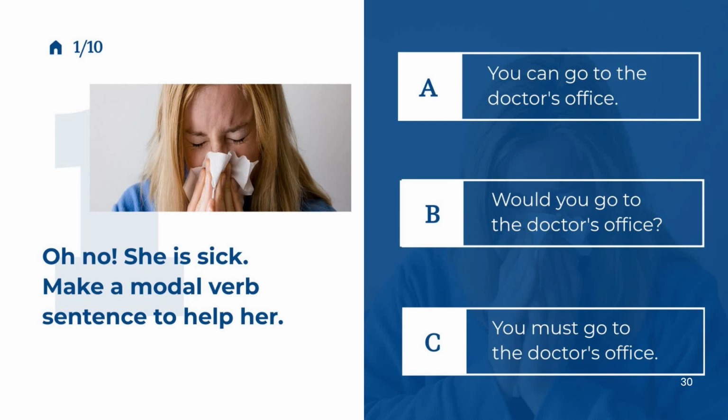Oh no, she's sick. Make a modal verb sentence to help her. A, you can go to the doctor's office. B, would you go to the doctor's office? C, you must go to the doctor's office. The correct answer is C. We want to show that we strongly advise her to go to the doctor or even command her to go to the doctor because she is sick and she needs some medicine or some treatment.